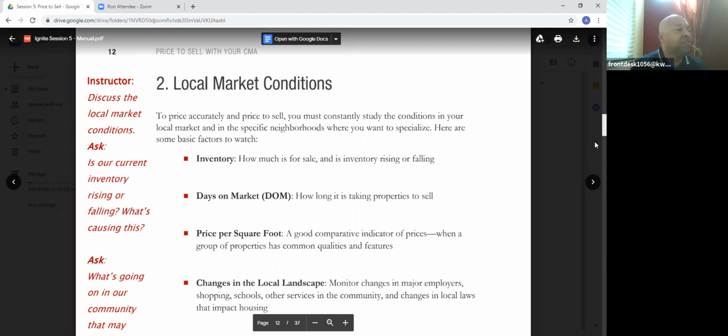So, just speaking on the local market conditions, we're looking at the inventory, how much is out there for sale. Are the prices rising or falling? We're looking at days on market, price per square foot, and of course changes in the local landscape. I think all that's affecting us now, due to the corona. I'm just worried about the market as we move forward.